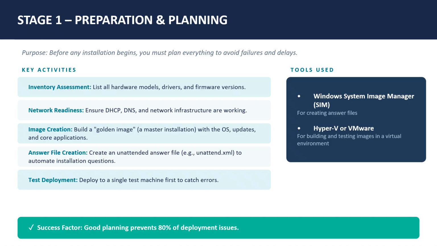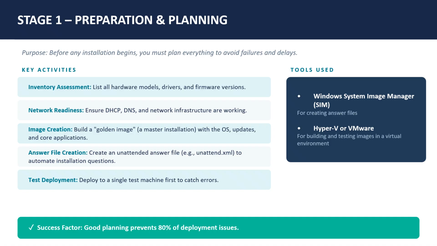Ensure that DHCP and DNS services are working correctly because the clients will need to obtain IP addresses and resolve server names. Third, create your golden image. This is a master installation that includes the operating system, all critical updates, and your core applications. Fourth, create an answer file, which is typically called unattend.xml, to automate all the installation questions so that no human input is required during setup.